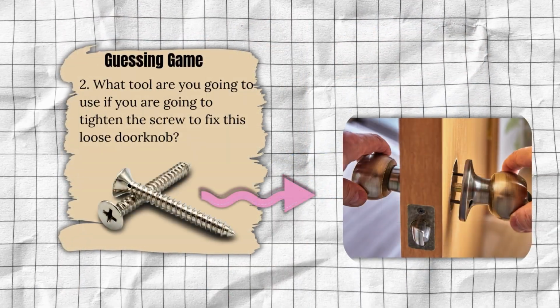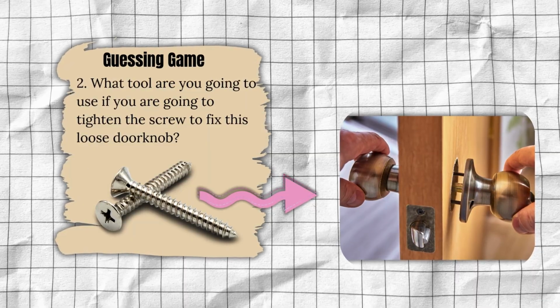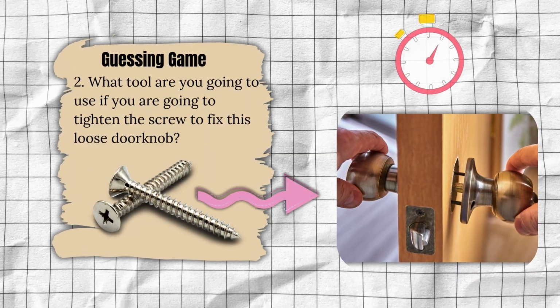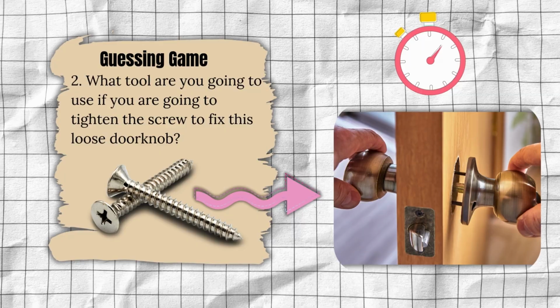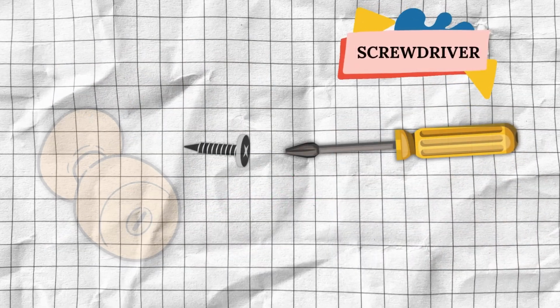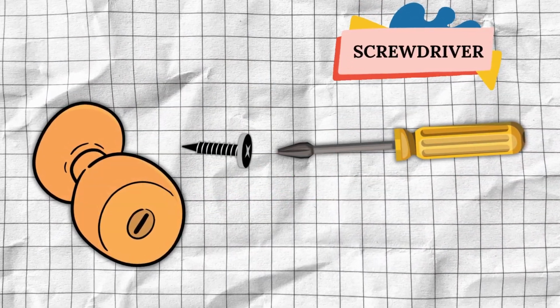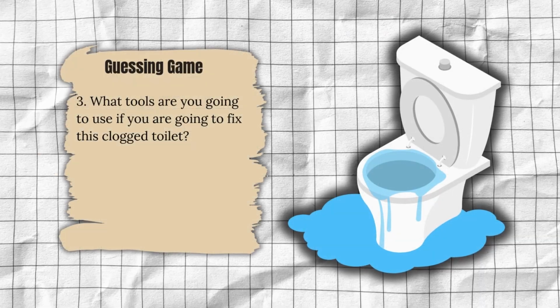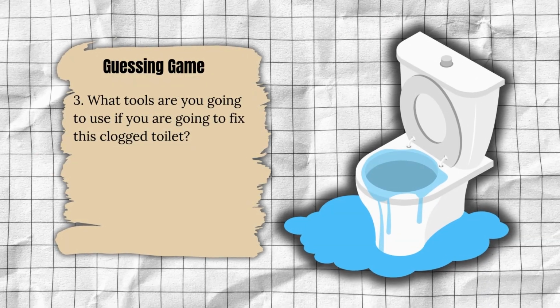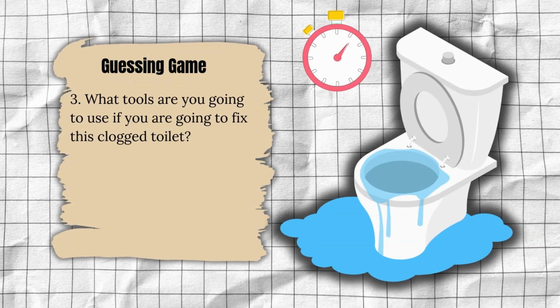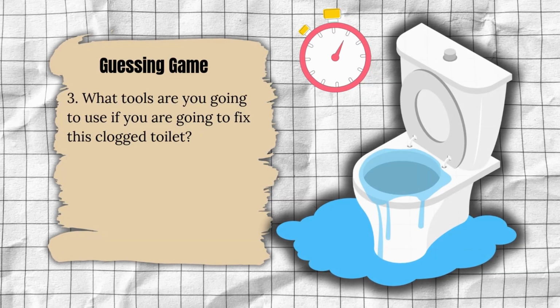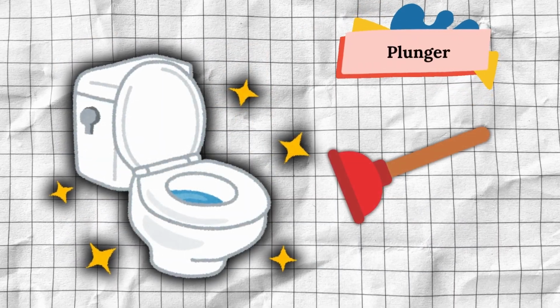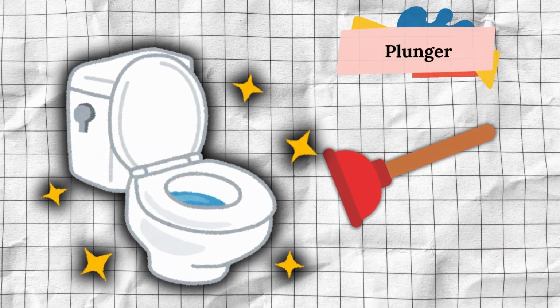Number 2. What tool are you going to use if you're going to tighten the screw to fix this loose doorknob? Very good. Screwdriver is correct. Number 3. What tool are you going to use if you're going to fix this clogged toilet? Very good. Plunger is correct.